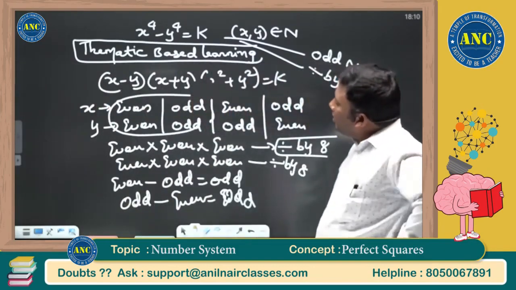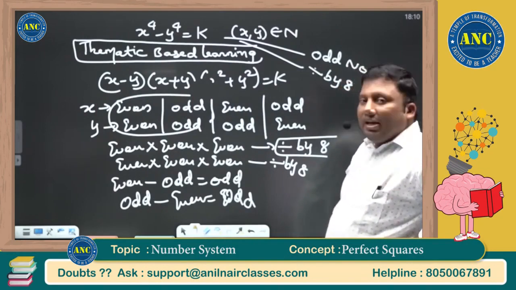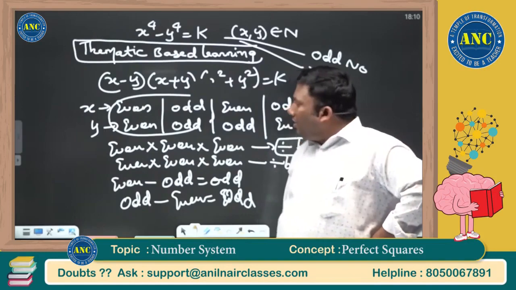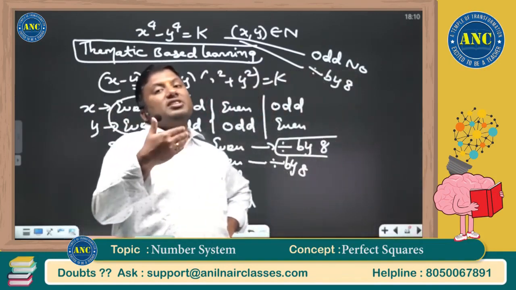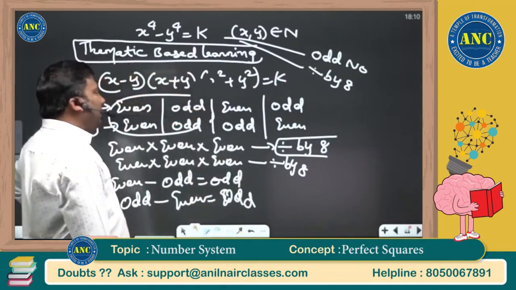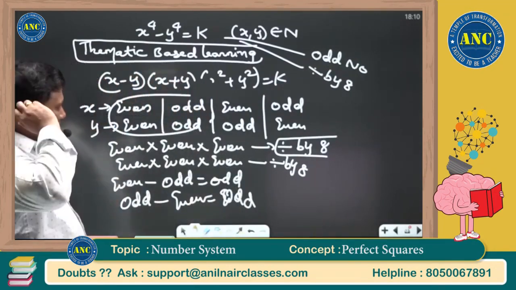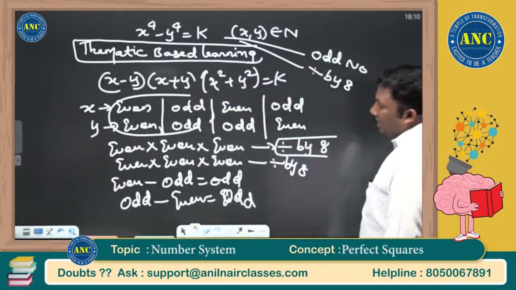x power 4 minus y power 4 equals k. x is even, y is even. Even minus even, even. Odd minus odd, even. So even minus even, even plus even, even. Even into even. Right hand side should be divisible by 8. I hope the idea is clear.